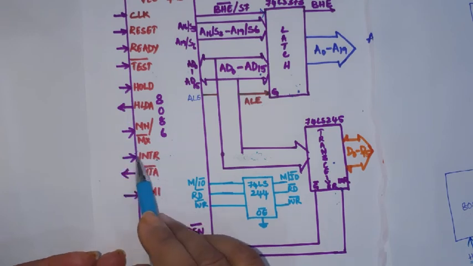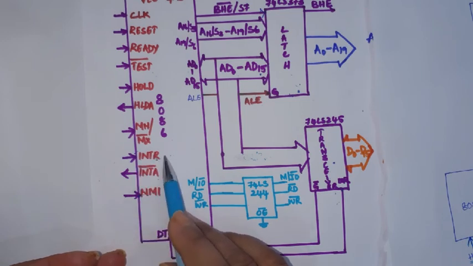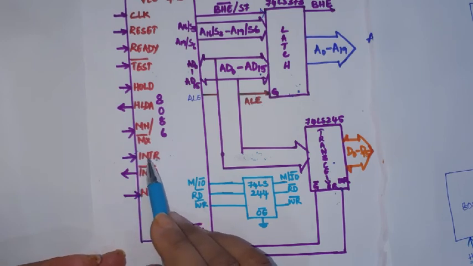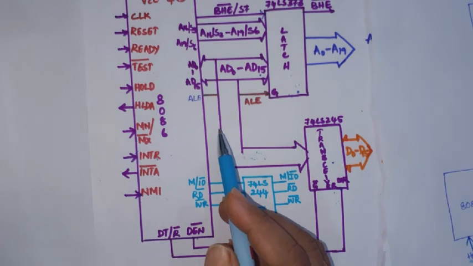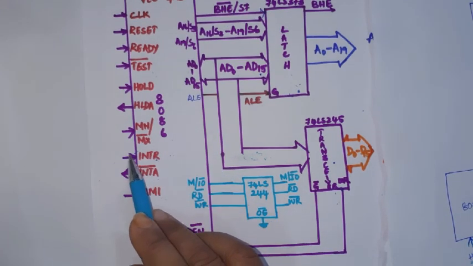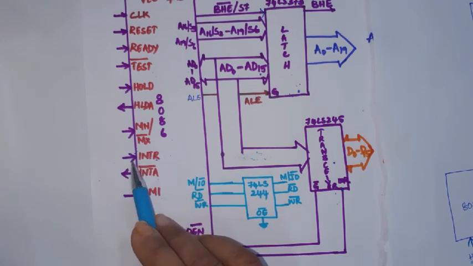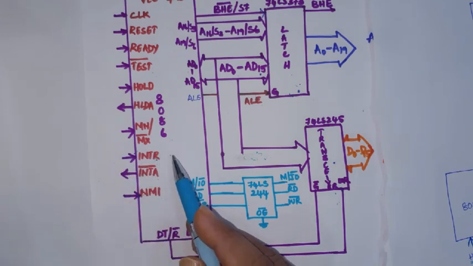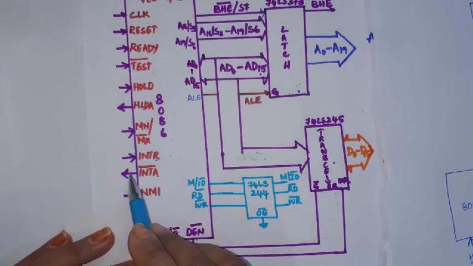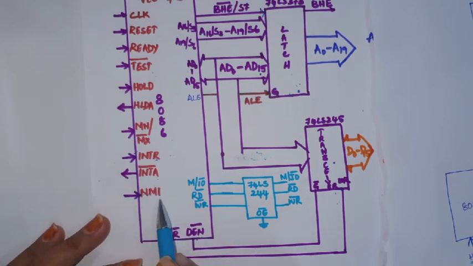Okay, then there will be a request on this particular signal pin. This is the maskable interrupt. That means this can be enabled or disabled with the help of the interrupt flag. If the interrupt flag is set, then only the processor will accept the interrupt request on this pin. If the interrupt flag is reset, it will not read this pin. So when there is an interrupt and the processor is ready to service that particular interrupt, it sends an acknowledgement on this particular pin.